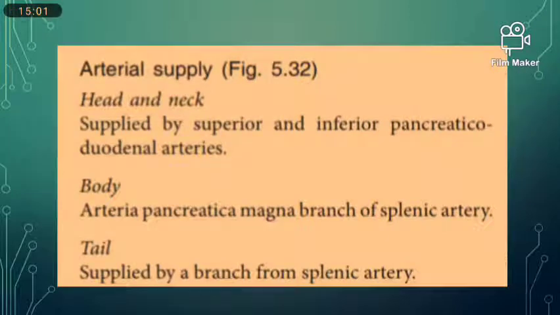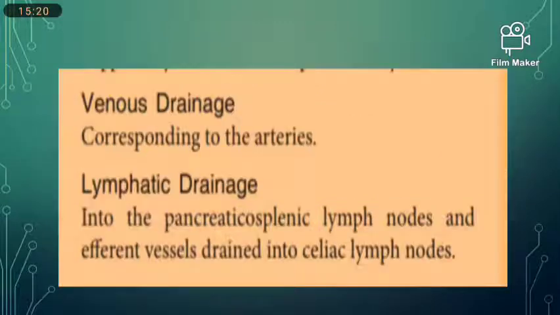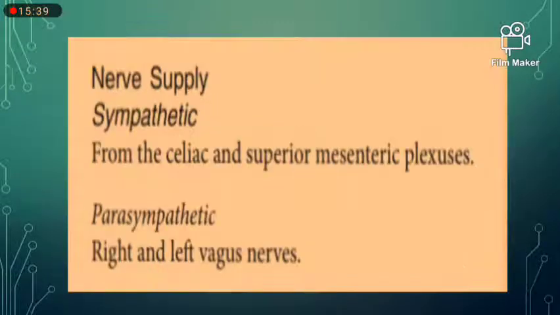So here you can see the head and neck are supplied by the superior and inferior pancreaticoduodenal arteries. The body is supplied by arteria pancreatica magna, and the tail by a branch of the splenic artery, that is arteria caudae pancreatis. The venous drainage corresponds to the arteries, meaning veins of the same name as the arteries are responsible for drainage. Lymphatic drainage is into the pancreatosplenic lymph nodes, and efferent vessels drain into the celiac lymph nodes.